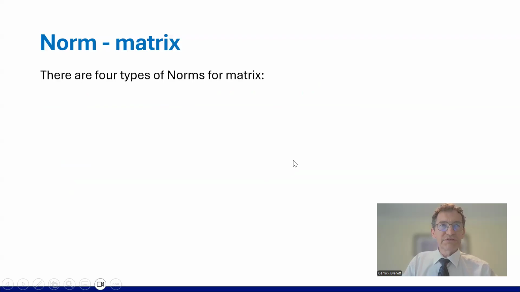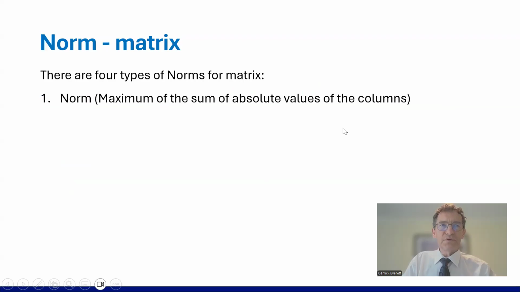For matrices, there are 4 types of norms. You may or may not have heard of these. If you haven't studied it, you won't have. If you have, you might have done one of them, but unlikely all 4. So the norm, when you just say, what is the norm of a matrix, is the maximum of the sum of the absolute values of the columns.